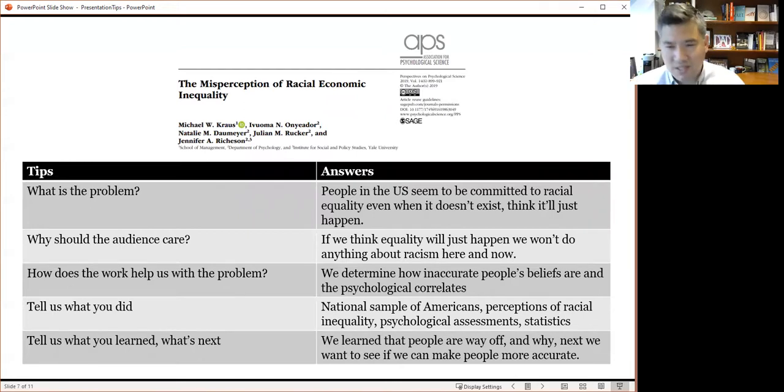So what's the problem? This is a paper, The Misperception of Racial Economic Inequality, that we wrote. And I'll take you through how I might describe it in a presentation, answering these questions and responding to these prompts in our tips, right? So the first one, what's the problem? People in the US seem to be committed to racial equality, even if it doesn't exist, and they think it'll just happen automatically. So that's the problem we want to address.